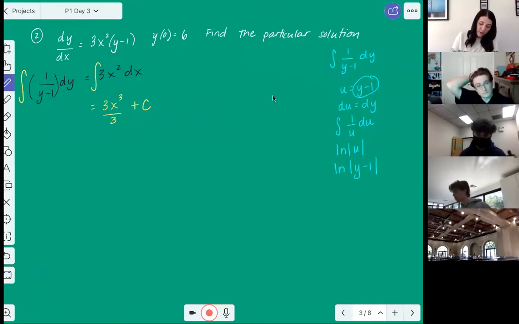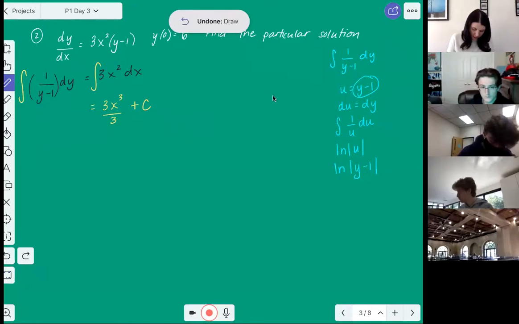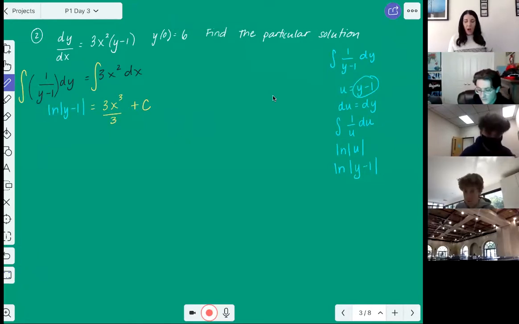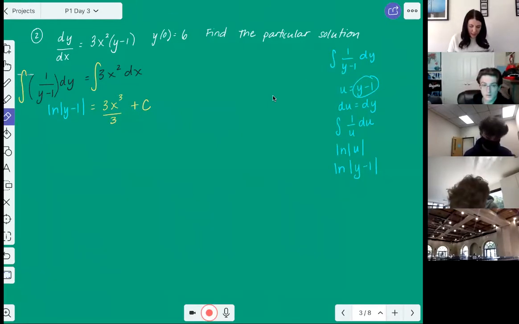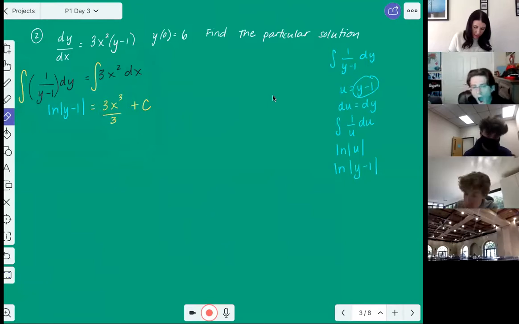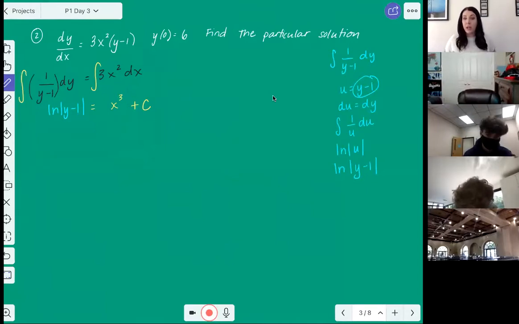So over here on the left, we get ln of the absolute value of y minus 1 is equal to 3x cubed over 3. I don't know why that looks like it's so not lined up. ln of absolute value of y minus 1. 3 over 3 simplifies, so I'm going to go ahead and simplify that. 3 over 3 is just an x cubed. So this is what I have now, and I've integrated both sides.